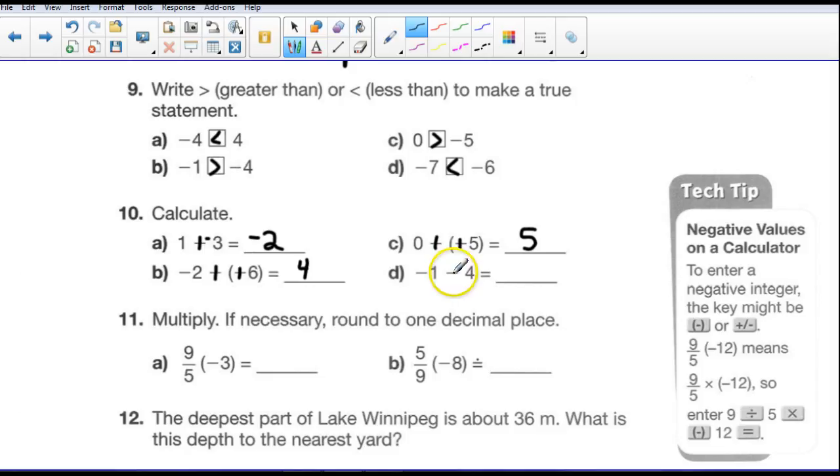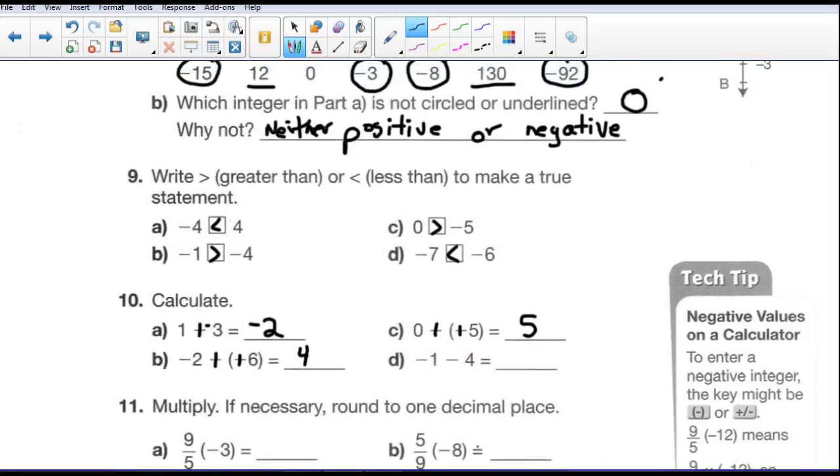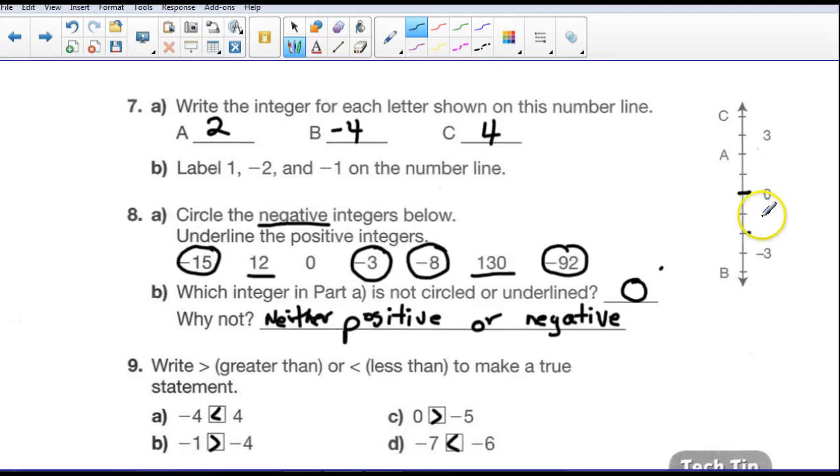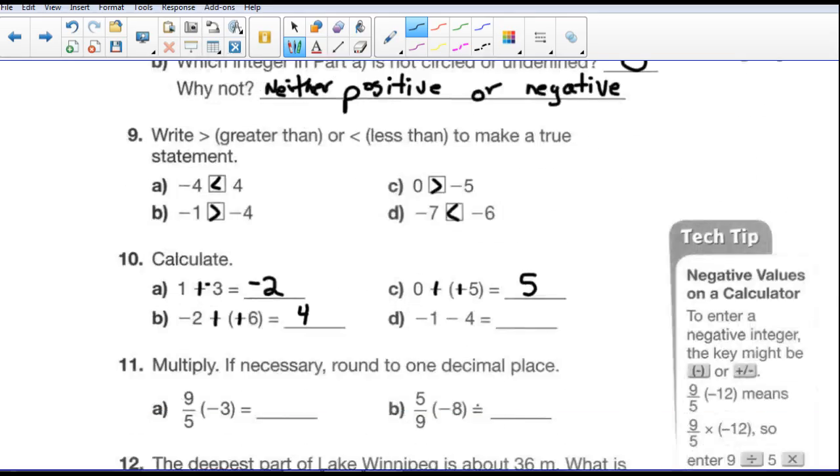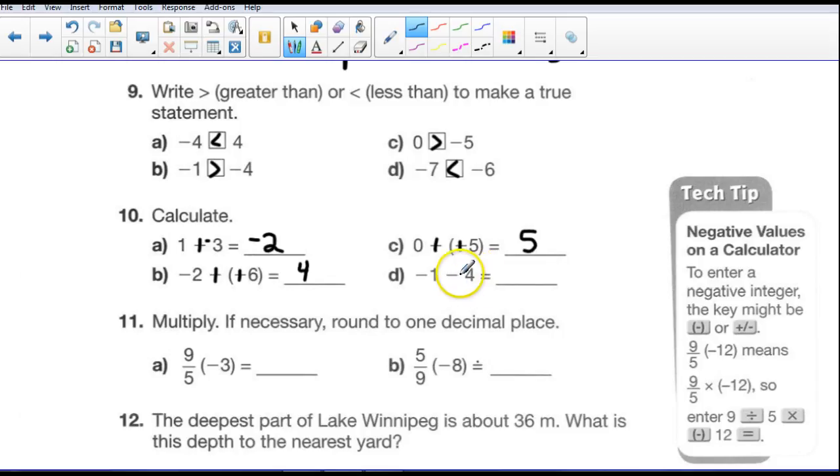And -1 minus 4, well, we can go to our number line. -1 subtract 4. When I'm subtracting, I'm going smaller. So if I'm at -1, I start at -1 and go 4 spaces. There's 1, 2, 3, and 4 would be right here, and that is -5. So I can say that -1 subtract 4 is -5. Okay?